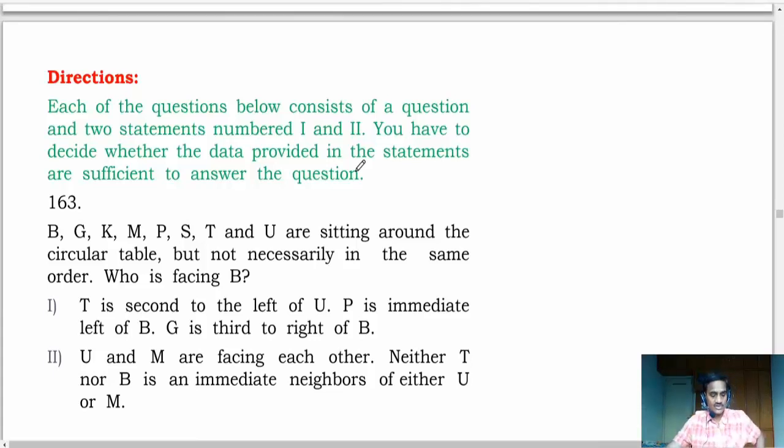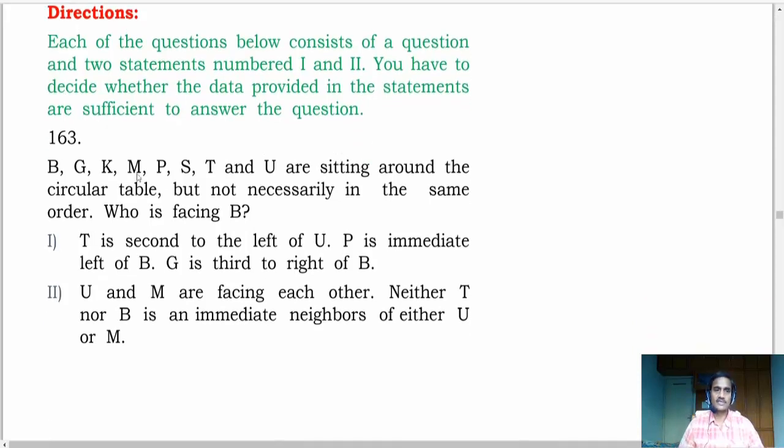Then coming to 163. Now in this 163, what is the answer we have for 163? It is based on data sufficiency. BJK are seated around a circular table. 8 persons seated around a circular table, facing towards which direction? Circular table, but not mentioned who is facing B on it.